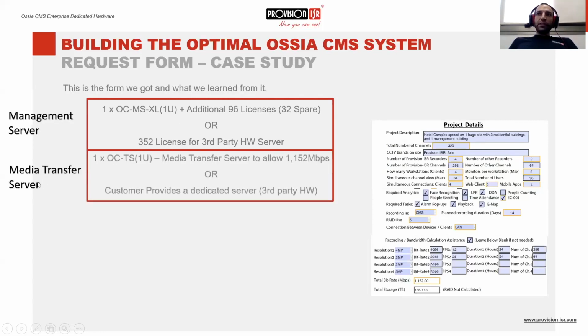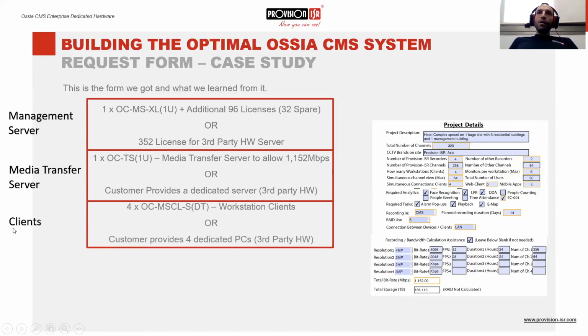The media transfer server, either you'll get one media transfer server from us. The reason is that you reached 1,152 megabit per second of bandwidth, and one management server can only handle 800 megabit per second. So you need to add another media transfer server, or the customer provides a dedicated server, but you must have an additional transfer server.